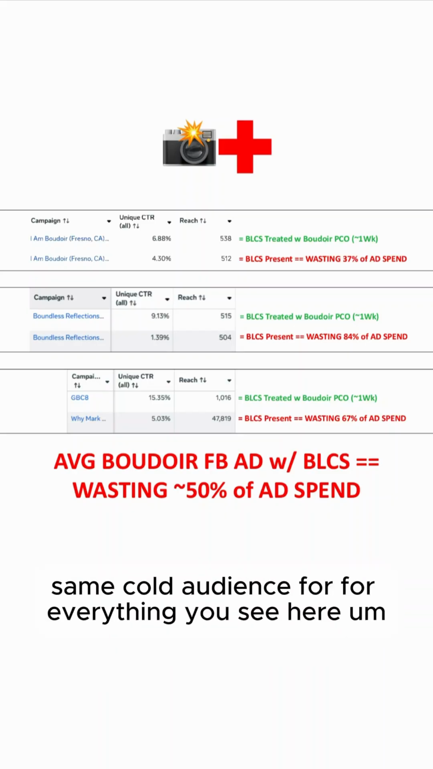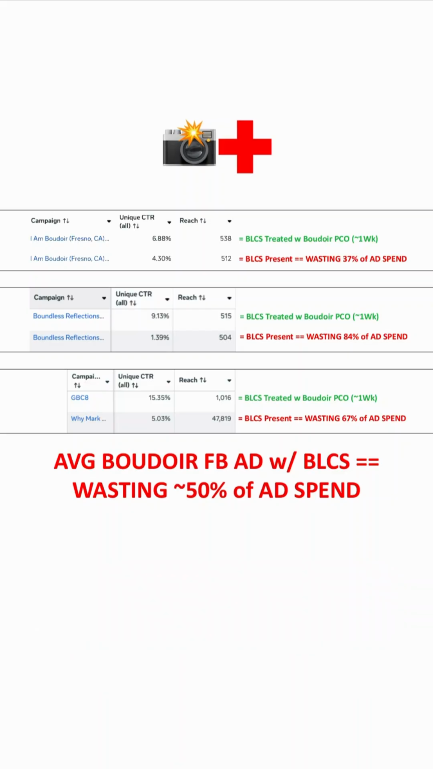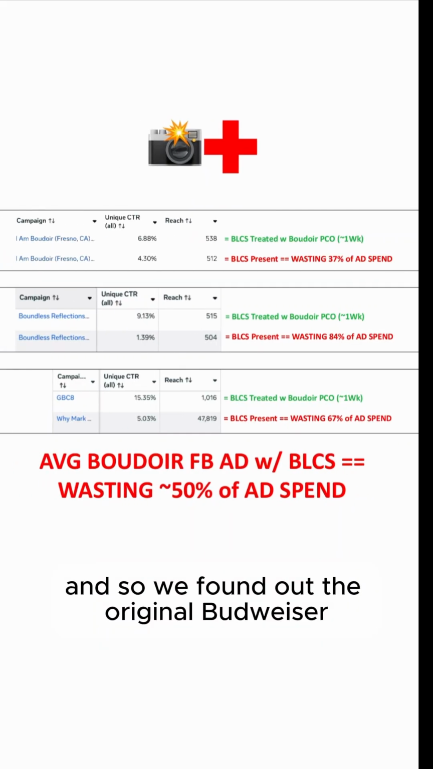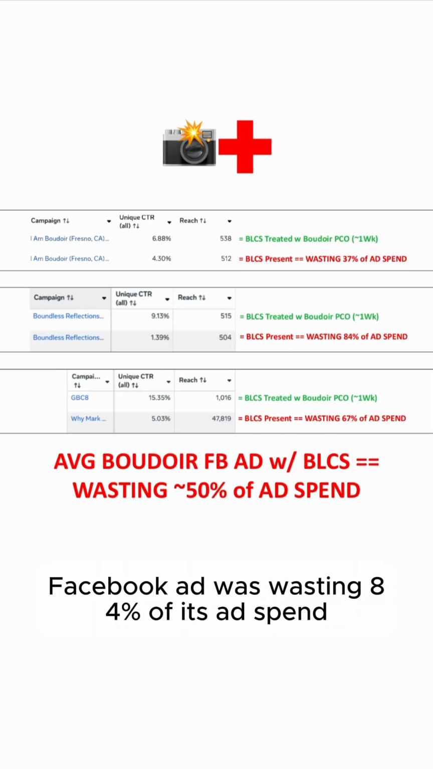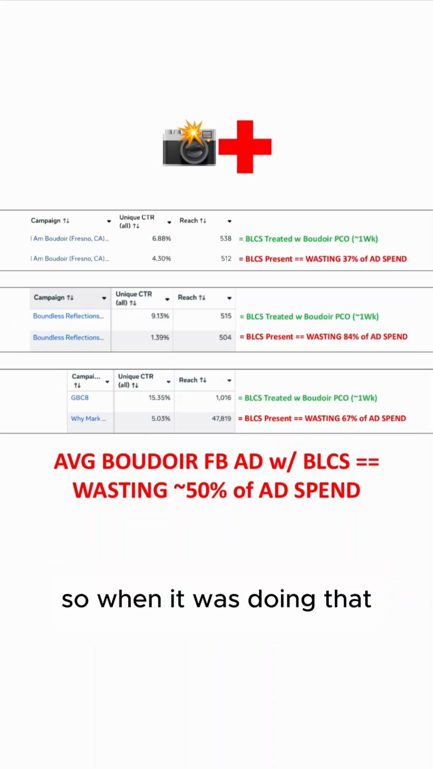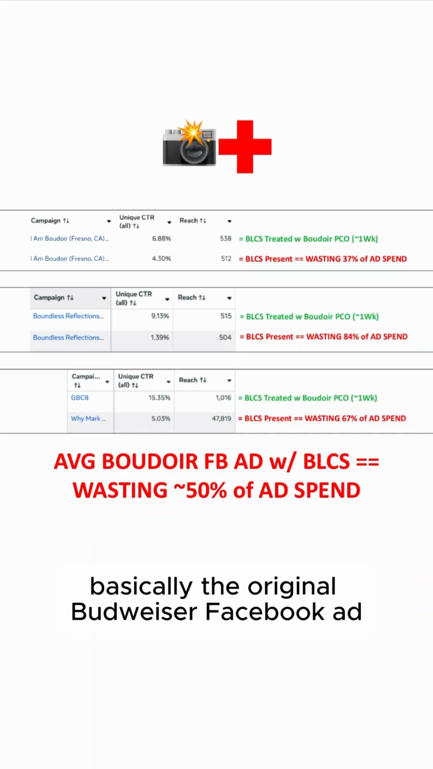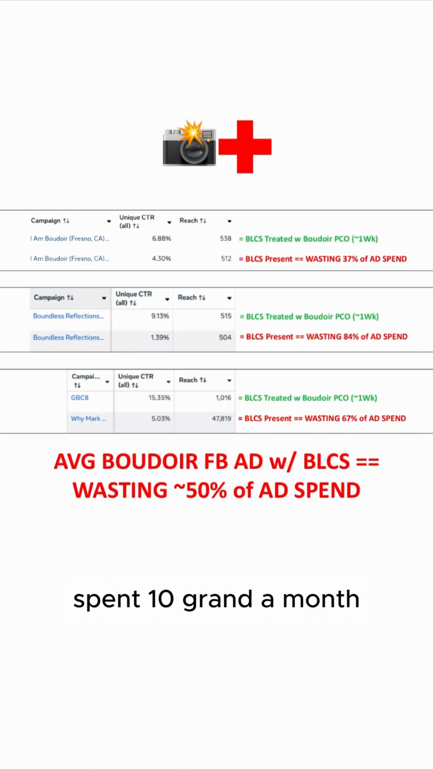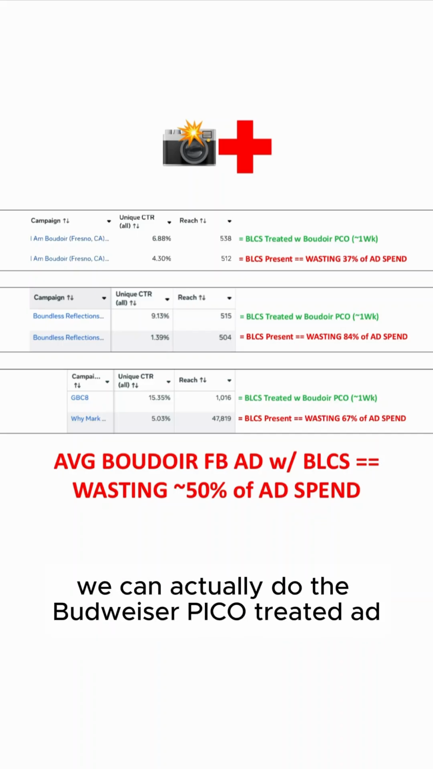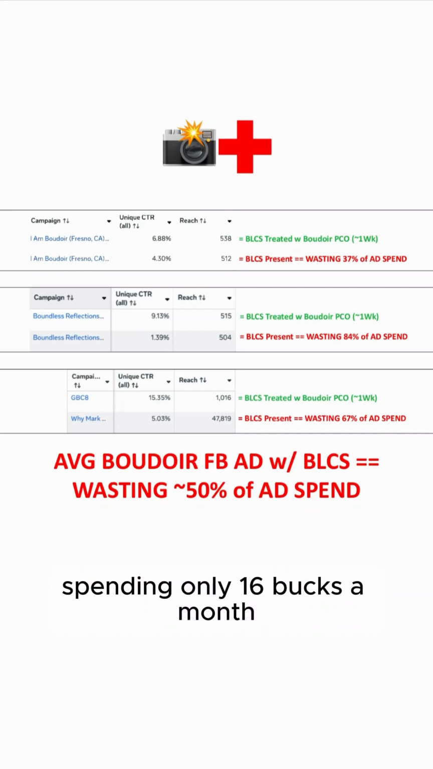It's the same city, same cold audience for everything you see here. And so we found out the original Boudoir Facebook ad was wasting 84% of its ad spend. So basically, the original Boudoir Facebook ad spent 10 grand a month. Instead of doing that, we can actually do the Boudoir Pico treated ad spending only $1,600 a month.